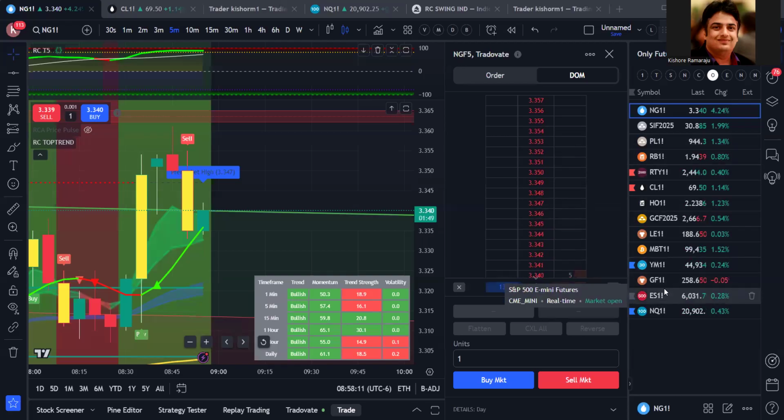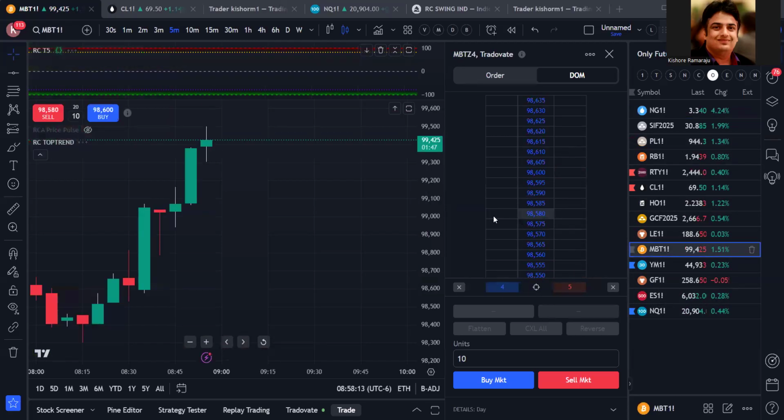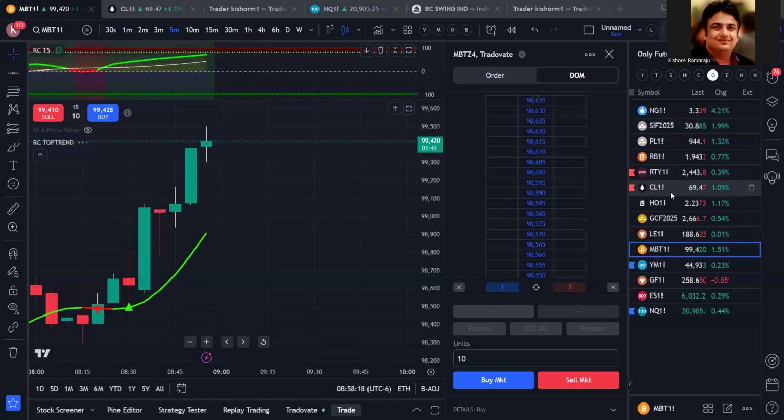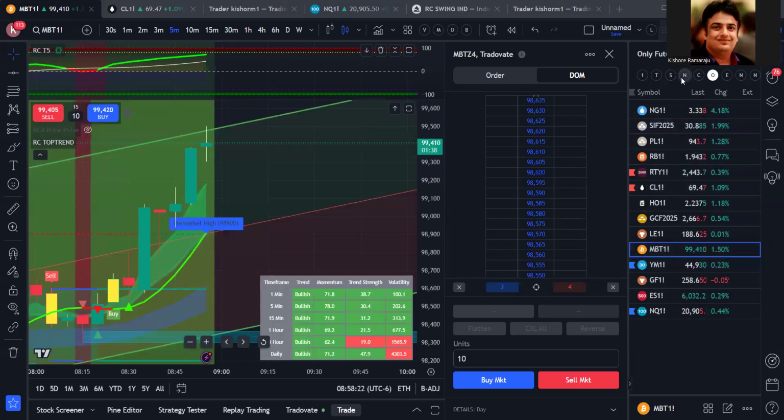So nearly we took profits with Bitcoin. We took profits with natural gas. With one contract, we took with CL, one-year holding. So we made nearly $300-400 in each account. That means nearly $4,000 if you have 10 accounts.